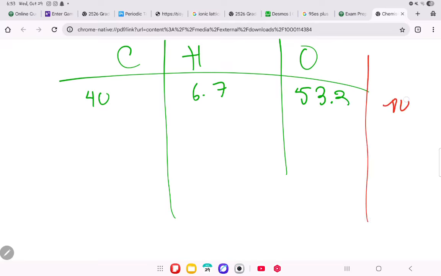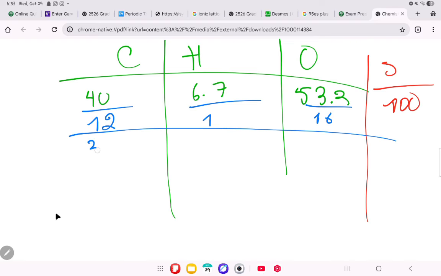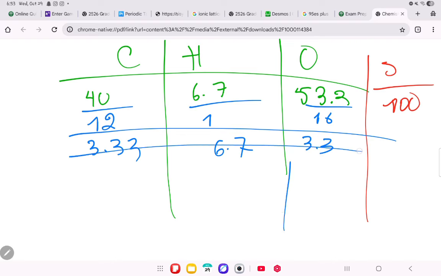So now what do we need to do? We need to find the number of moles. So we'll divide everything. It's going to be 40 divided by 12, 6.7 divided by 1, 53.3 divided by 16. And what will we get as the number of moles? We will get 3.33, 6.7, and here we will also get 3.33. So now we need the simplest ratio, meaning we will divide everything by the smallest number. So divide everything by 3.33.